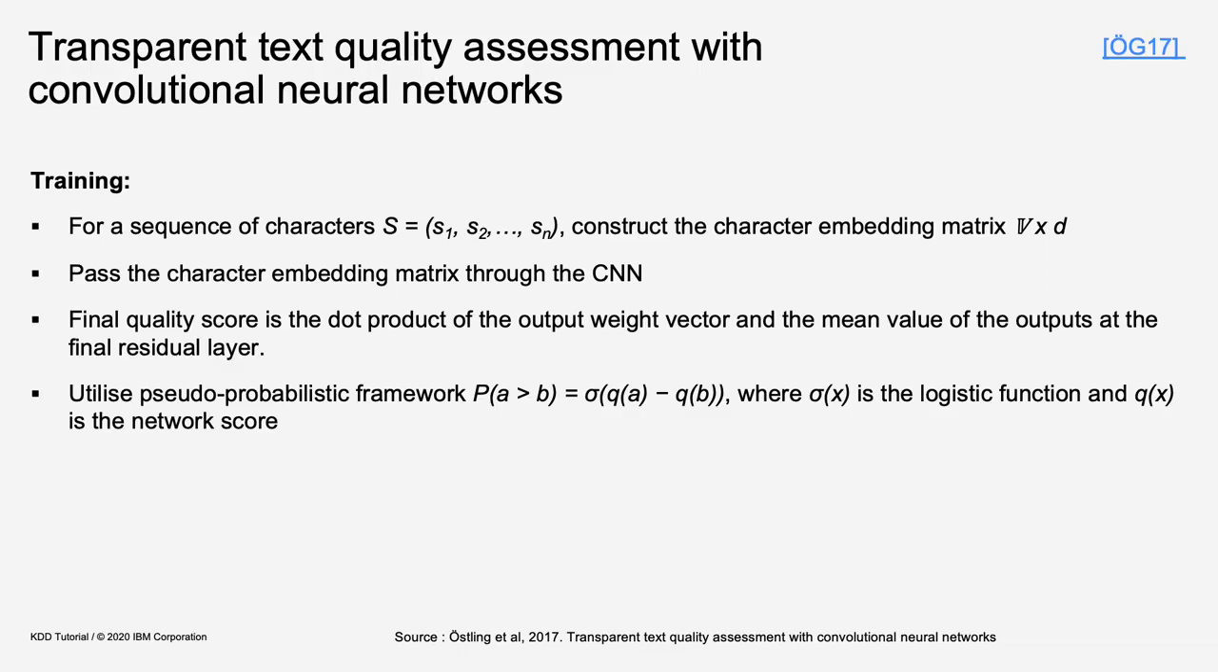This structure implies that the model score for a text is the mean score over each symbol, which means that the score for any subsequence of a text can be computed without depending on the length of the sequence. For loss optimization, the authors propose a pseudo-probabilistic framework where the probability of text A better than text B is given by sigma of QA minus QB, where sigma of x is the logistic function and Qx is the network score. In this case, better is used from the perspective of formal written Swedish, and poor text could either be informal or due to lack of competence.